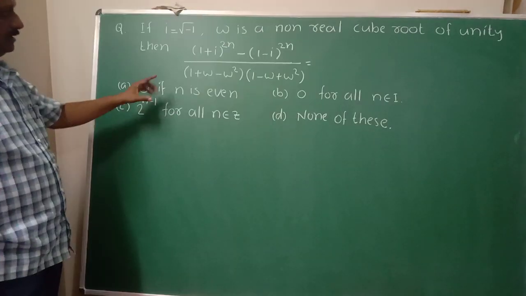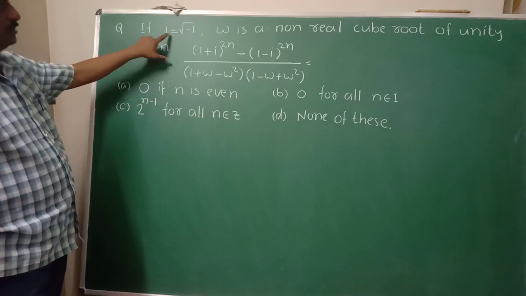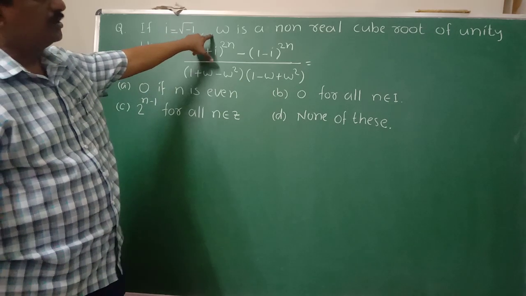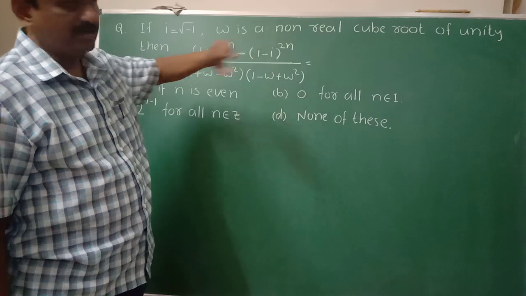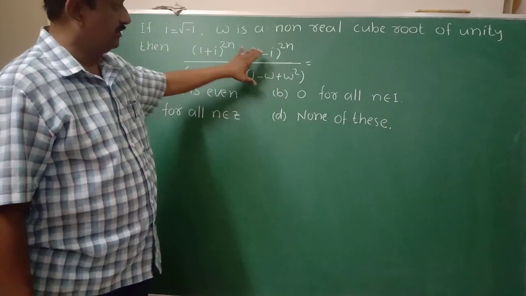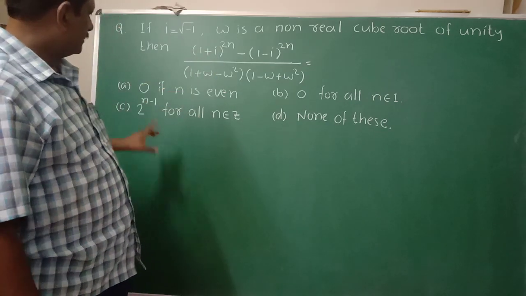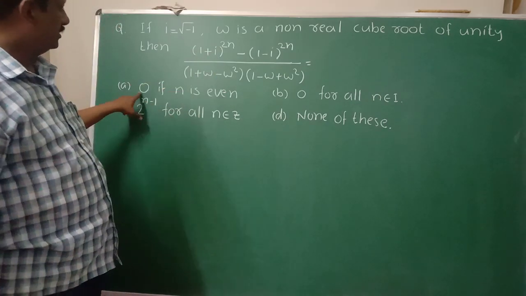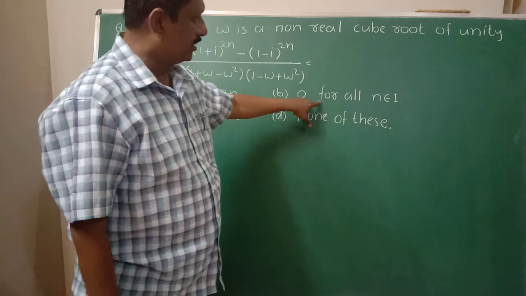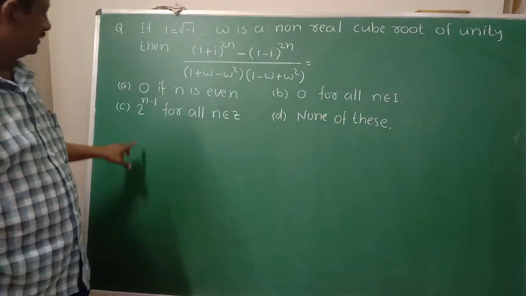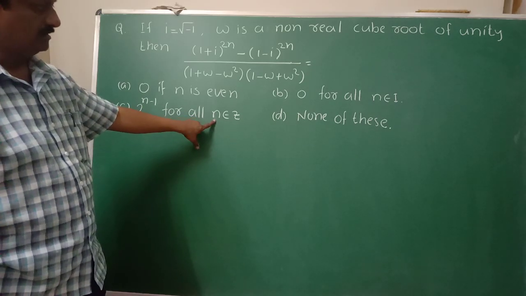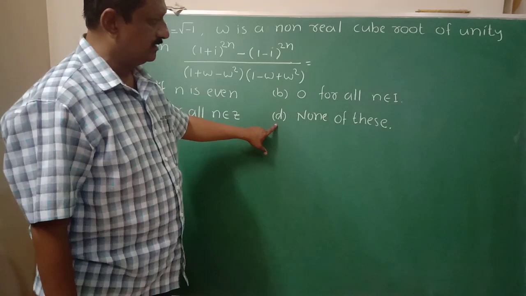Next, if i is equal to square root of minus 1 and omega is a non-real cube root of unity, then we want the value of this expression. 4 options are there: 0 if n is an even number; 0 for all n belonging to I; 2 raised to n minus 1 for all n belonging to Z; and the fourth option is none of these.